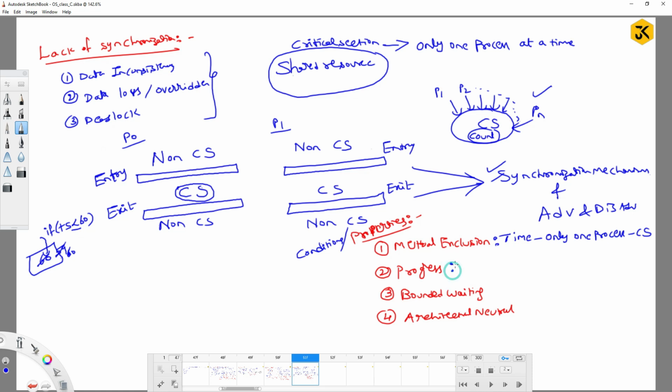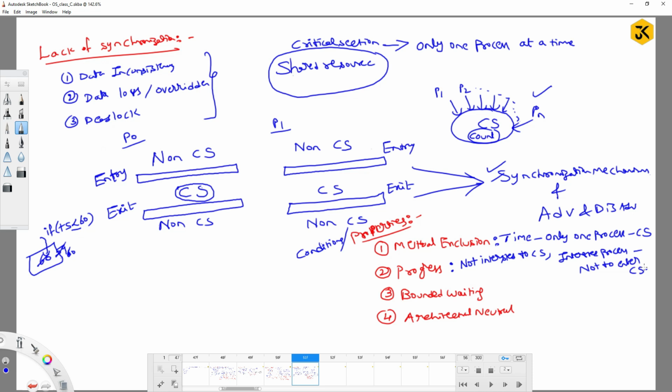Next one, progress. Progress means, for example, there might be some processes which are not interested to use the critical section. Then such a process should not stop other interested processes from entering the critical section. This is what we call progress. Have you understood it? Anything?